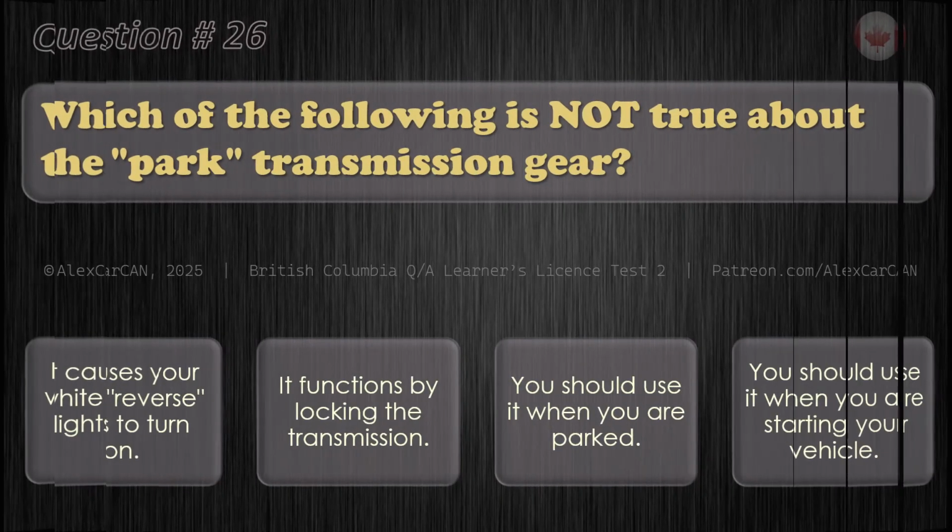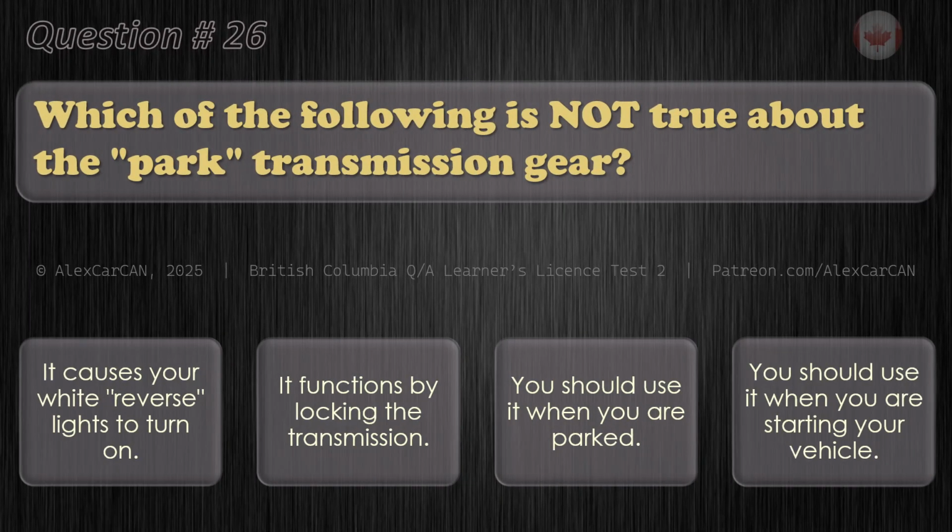Question number 26. Which of the following is not true about the park transmission gear? It causes your white reverse lights to turn on. It functions by locking the transmission. You should use it when you are parked. You should use it when you are starting your vehicle. The correct answer is it causes your white reverse lights to turn on.